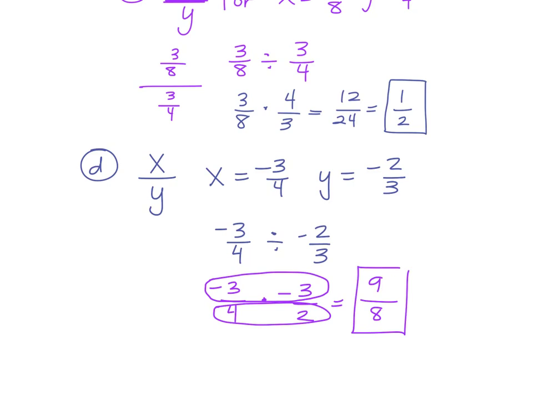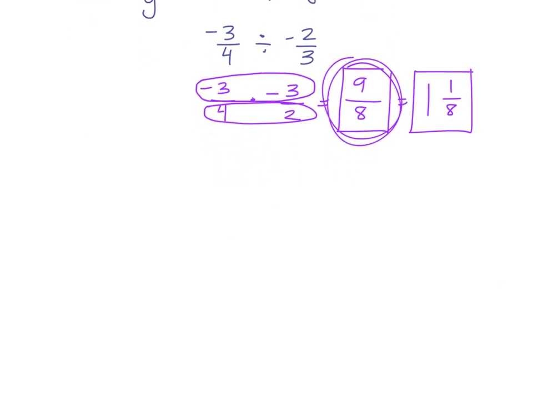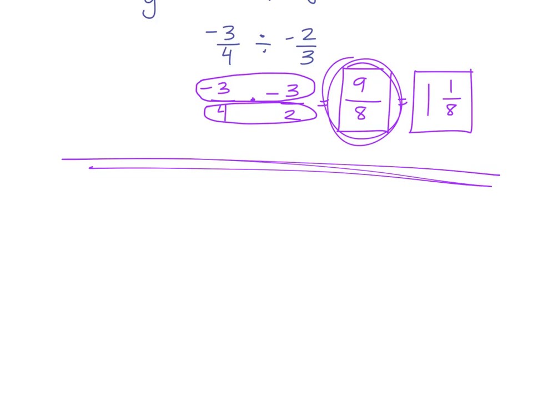You can't reduce that. You could turn this into a mixed number. It's not wrong if you want to do that. Do you know what this would be as a mixed number? 1 and 1/8, right. So it's 1, because 8 over 8 would be 1, and then there's 1/8 left over. So 1 and 1/8, you could write it that way if you wanted, or you can just leave it as 9 over 8. Okay? Questions?